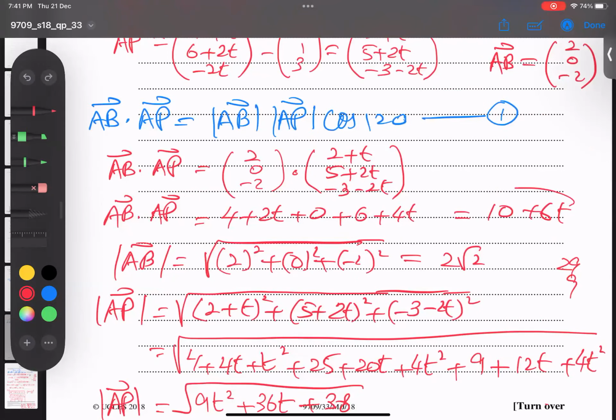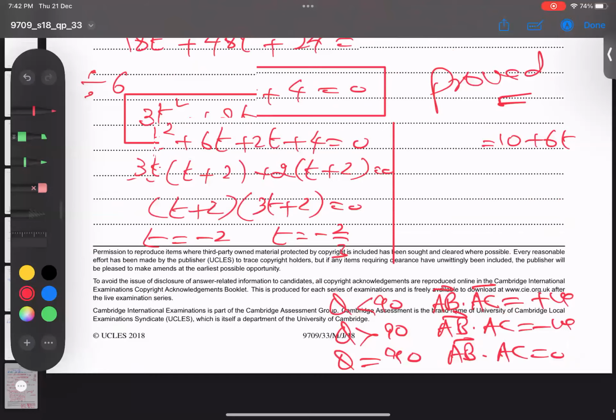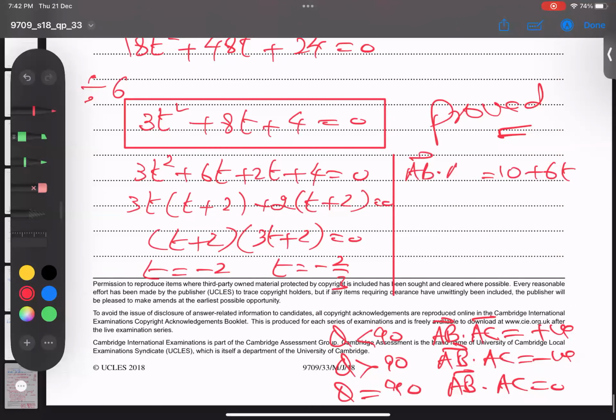Hold on. Well, no, wait a minute. AB dot AP. I will plug in this minus 2 here. Let's see what answer comes. 10 plus 6 times negative 2, negative 12. I got a negative answer. And a negative answer means more than 90 degrees. So this is my requirement, okay?